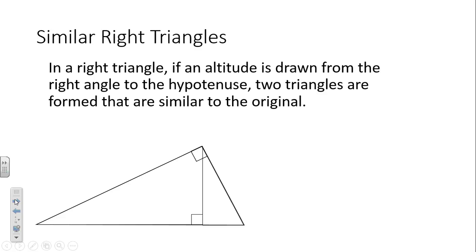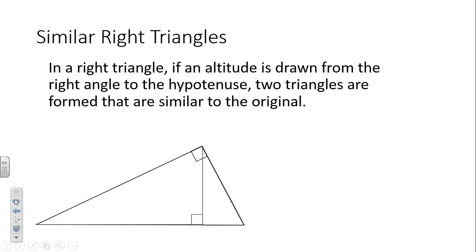Absolutely. Same shape but different sizes. The angles are preserved, but the sizes of the sides are proportional. Okay? They have the same angles. The angles are congruent, but the sides are proportional.